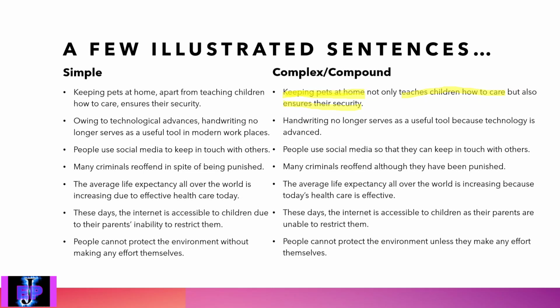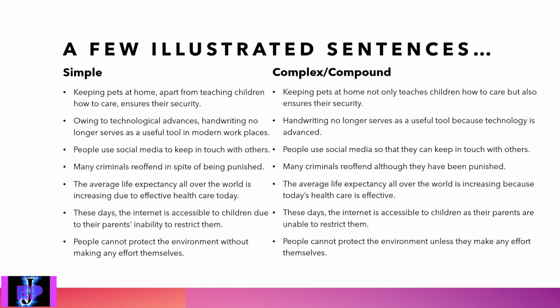So you can see here you have got 2 predicates, although the subject is the same. So these 2 predicates and 1 subject are joined using one conjunction, one correlative conjunction, not only but also. So that is a compound sentence. Now, compound or complex, in an IELTS examination, both of them have the same effect. So we have to make sentences that are not simple. That's the thing. So here, keeping pets at home not only teaches children how to care, but also ensures their security is not a simple sentence.